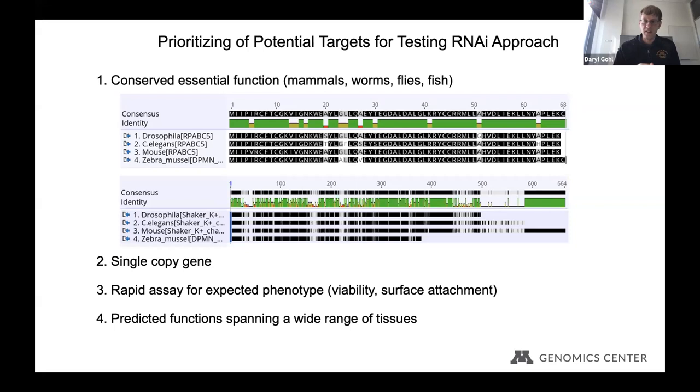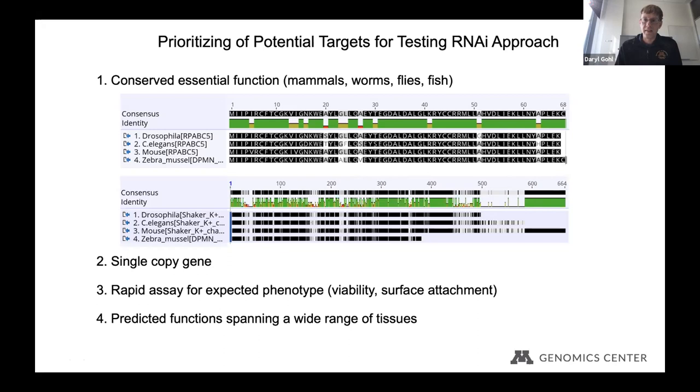So an example of one of the genes shown on the top here, this is RPABC5. It's a component of the RNA polymerase II complex. So this is basically the complex of proteins that turns genes on in cells. So for any gene to be expressed, it needs to have this protein. And you can see that this is an alignment of this gene sequence from flies, worms, mice, and zebra mussels. And you can see this particular gene is extremely highly conserved. Only a few small changes across these vastly divergent organisms. And so we think that if we can knock down this gene, there's a high probability that we will cause a phenotype in zebra mussels.